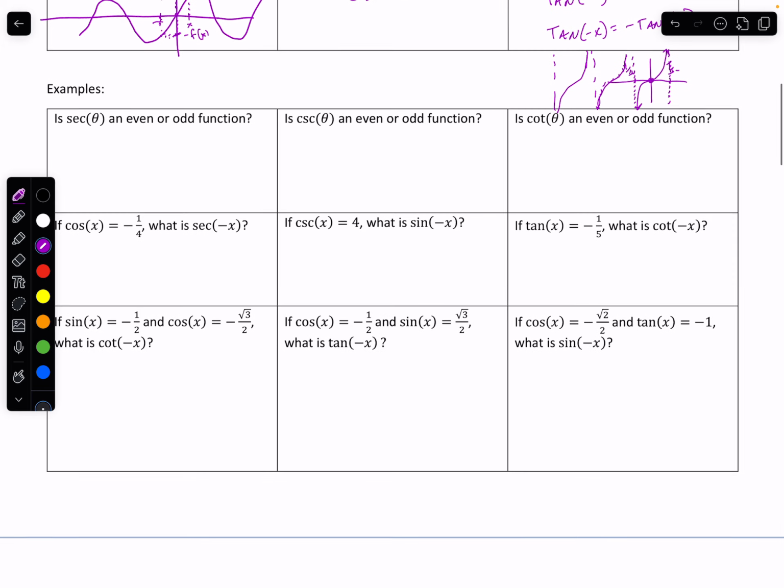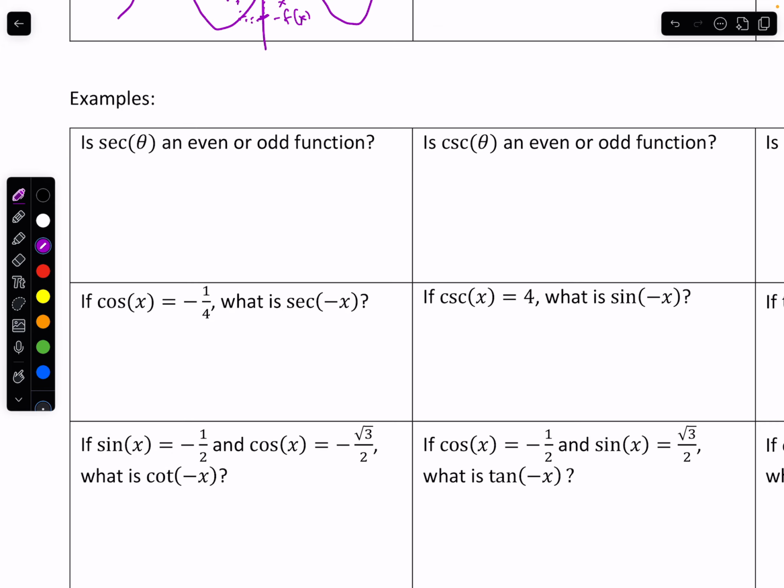Okay, so then, is secant an even or an odd function? The question becomes, is the secant of negative theta equal to secant of theta? Or maybe it's equal to negative secant theta, right? So this one is going to be even. Why do I know that? Because secant is really 1 over cosine.